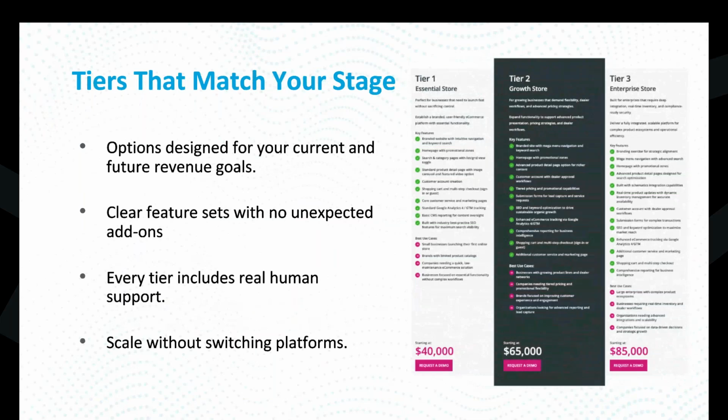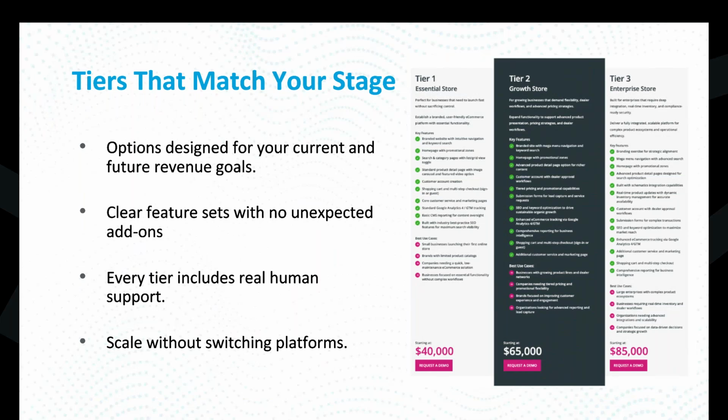we have a system of tiers that match your stage. Every brand's path is different. We want to have tiers that allow you for where you're at today, but also where you're heading next. Across all tiers, you keep full ownership of your code and you get real human support. You simply select the level of power and capabilities aligned to your current revenue goals.